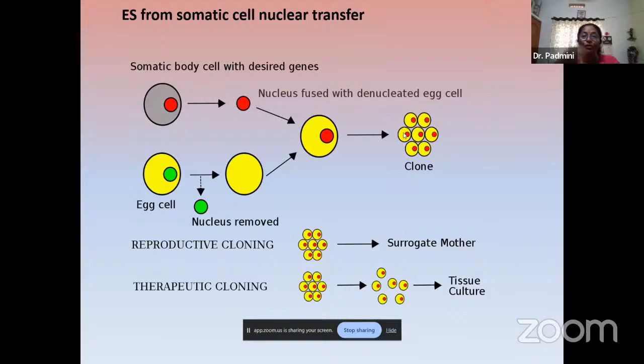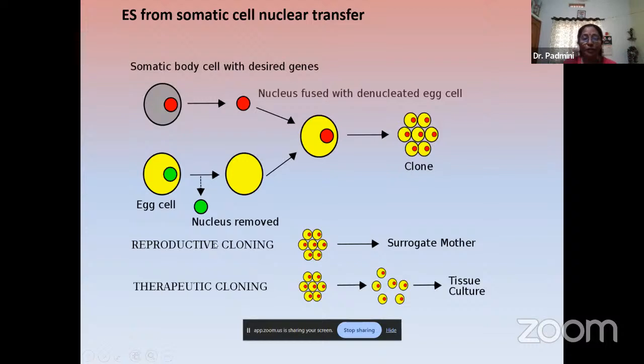So when I take out a nucleus from my cell and introduce it into an egg cell, and it gives rise to a cell, that's going to be an exact copy of mine. That's called cloning, or a Xerox copy. Exactly, a Xerox copy is what I was talking about in somatic cell nuclear transfer.